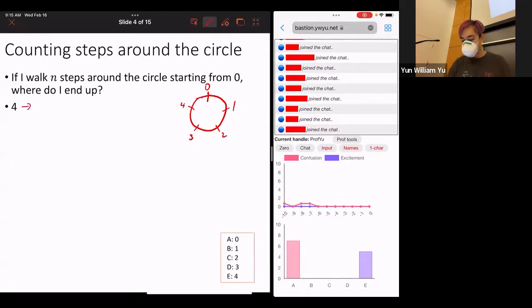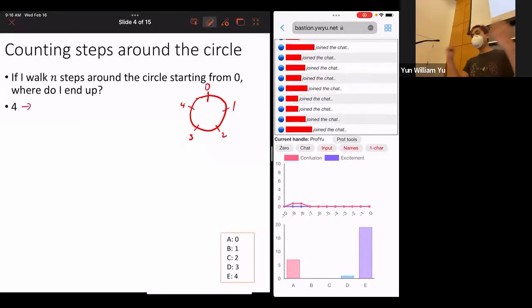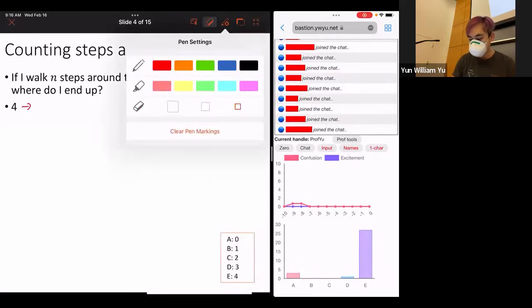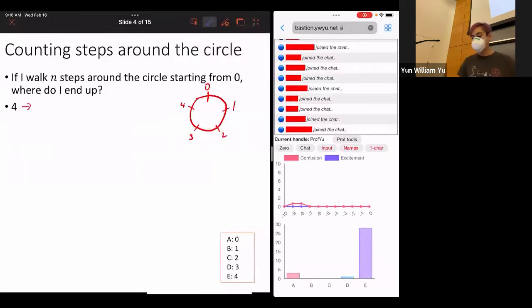Remember, I am starting right here, and then walking 4 steps. So I start at 0, and then I walk. 1 step is going from 0 to 1, and then another step is going from 1 to 2. So I'm starting at 0, and then I walk a couple steps. That's 1 step, that's 2 steps, that's 3 steps, that's 4 steps. So after walking 4 steps, I end up at 4.